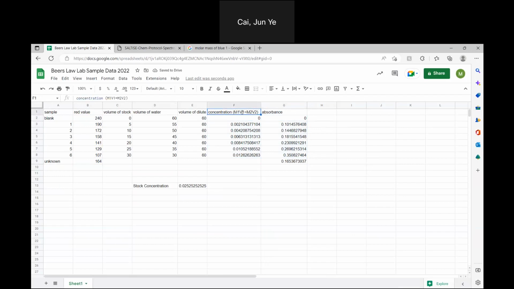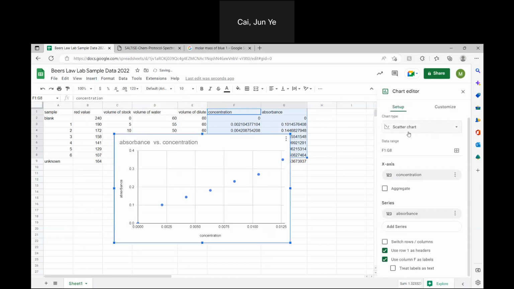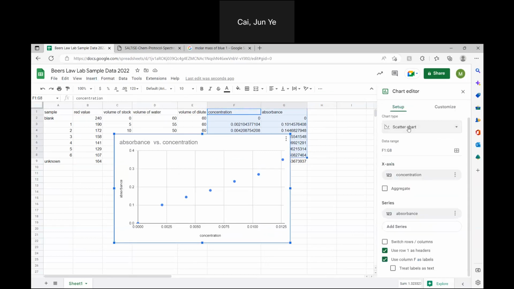Now we can construct a calibration curve. To construct it, you hold these down, not including the unknown, because that's what we're trying to find eventually. Then you do insert, insert chart. You should see we have constructed a scatter plot. If it comes up as a line graph, you don't want that. You want a scatter chart.